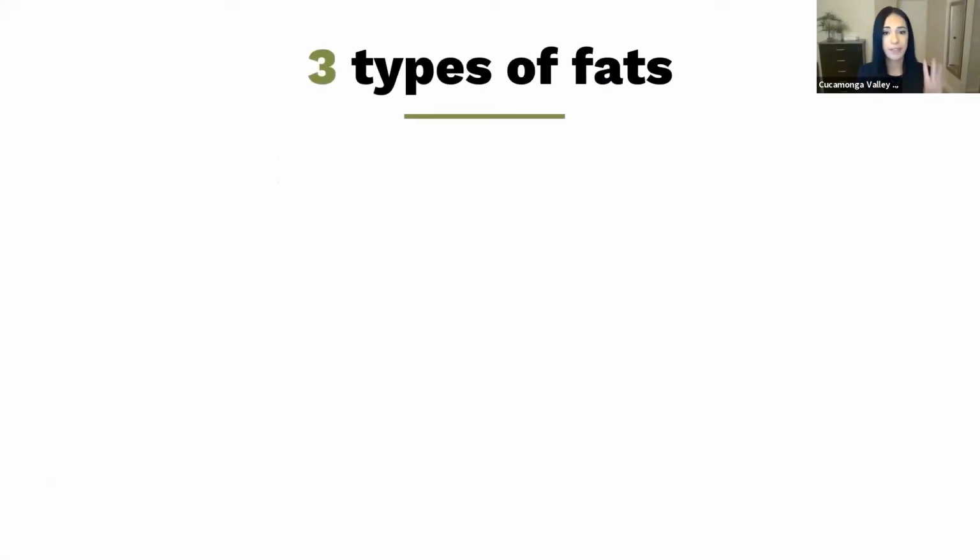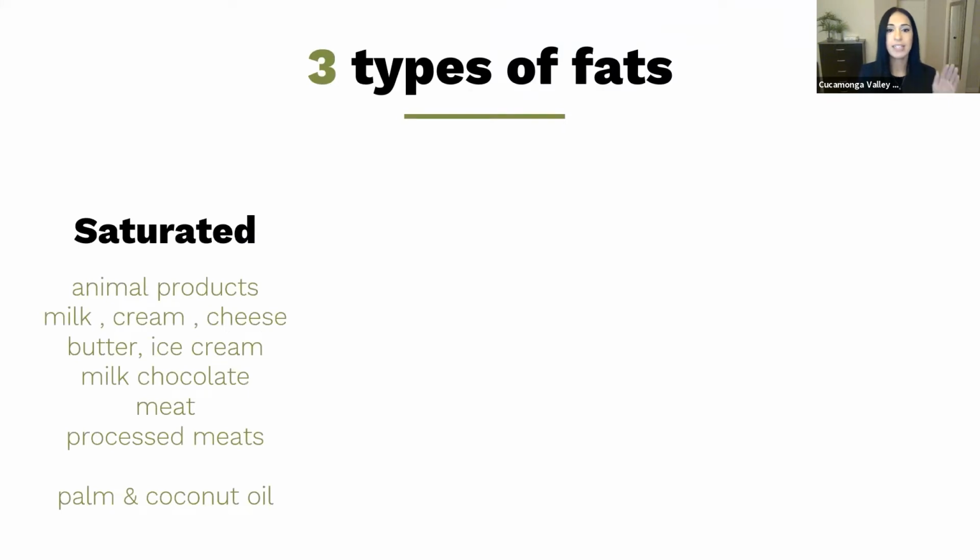Actually, there are 3 types of fats, and they are not created equal. So let's learn them. Number 1, the first type of fat is saturated fat. Saturated fat comes mainly from animal products. So things like milk, cream, cheese, butter, ice cream, milk chocolate, meat, processed meats, and then palm and coconut oil.